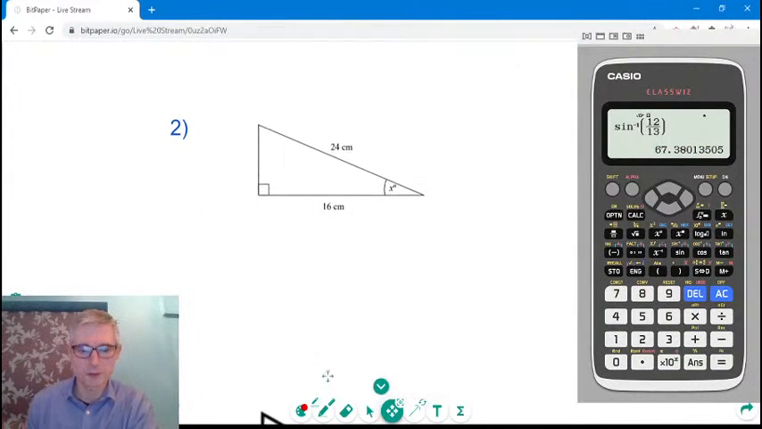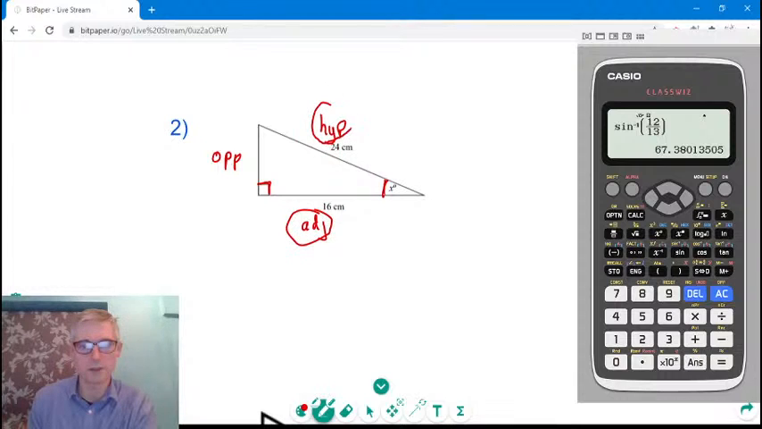Okay, so I've got another question now. This one is going to use a different function. What I would recommend doing is looking at where the angle is, and then let's label the sides of the triangle. So we'll say this one is opposite to it, so that's the opposite. This one is the adjacent, and the one that's always opposite the right angle is the hypotenuse. So what we've got is the adjacent and the hypotenuse.